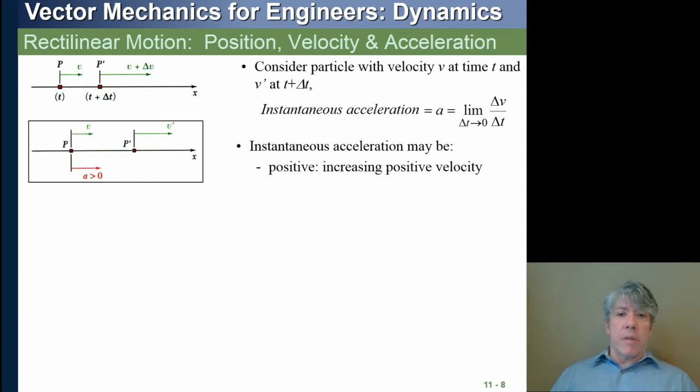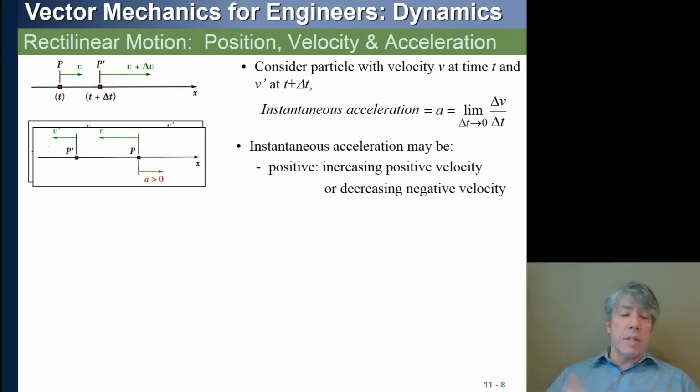Now the instantaneous acceleration could be positive, okay? So if the instantaneous acceleration is positive, what that means is the velocity is becoming more positive. Now if the velocity was already positive, in other words in the positive coordinate direction, then the velocity will get even bigger. So that was an example of a positive velocity and a positive acceleration. However, it's also possible for the acceleration to be positive while the velocity is negative. So the particle could be moving in one direction, but it's slowing down. It's starting to accelerate in the opposite direction because the acceleration is positive.